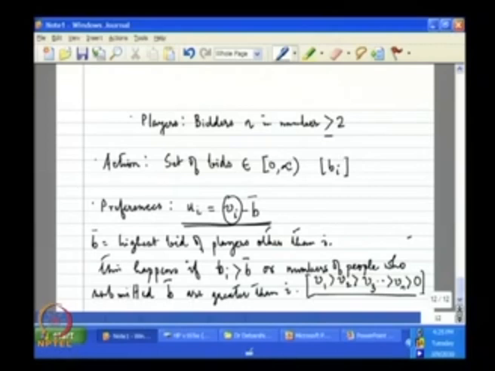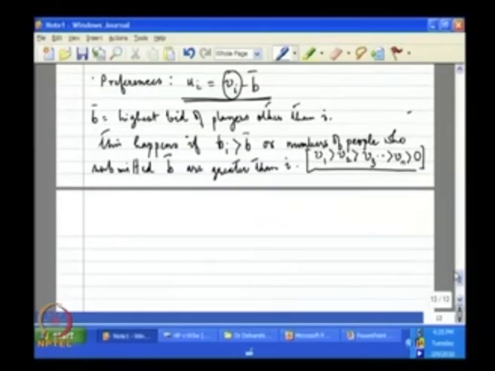He can get the object also if his bid is the same as some other person's bid, and both these bids are highest and his number is less than the number of the other person. In other cases, Ui is simply equal to 0. What can the other cases be? Bi is less than B bar, or Bi is equal to B bar but i is greater than the number of the people who have submitted B bar. In those cases, we can say outright that Ui is equal to 0.